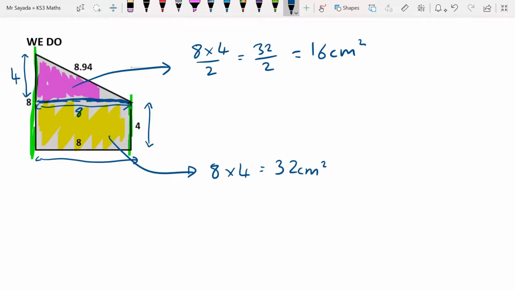What's the final step? Say your answer to the video. The final step is to add those two areas together. 32 plus 16, 48 centimeters squared.